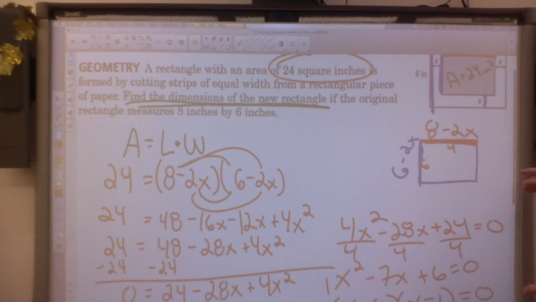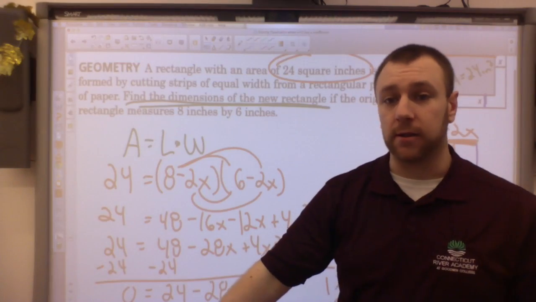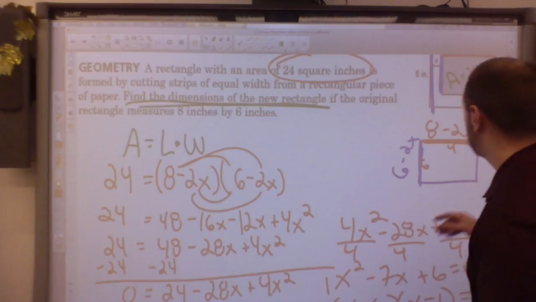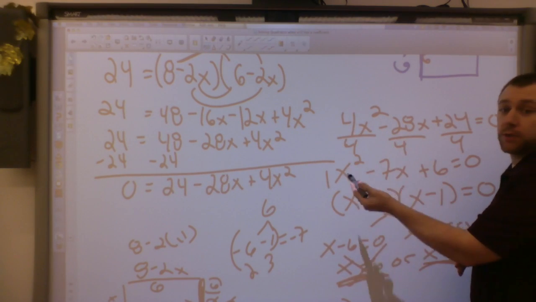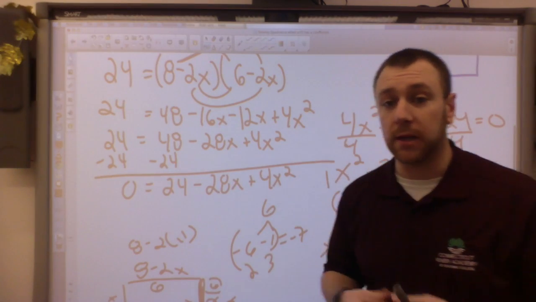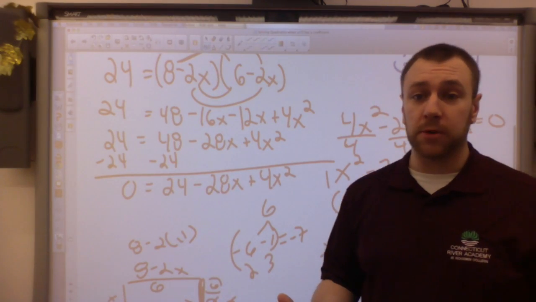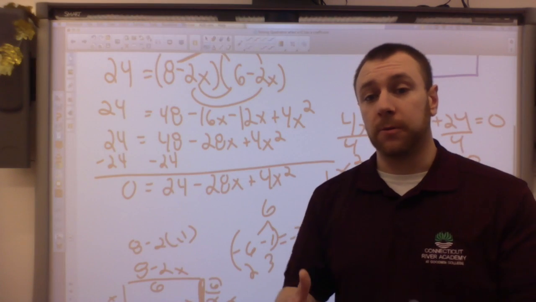So the trick with any word problem is sometimes you have to FOIL and then factor. Okay. Now you can always do all the steps if you wanted to and multiply the 4 times 24, figure out which factors add up to negative 28, and you're going to get the same result in the end. It's just a little bit harder, a little bit more time consuming.